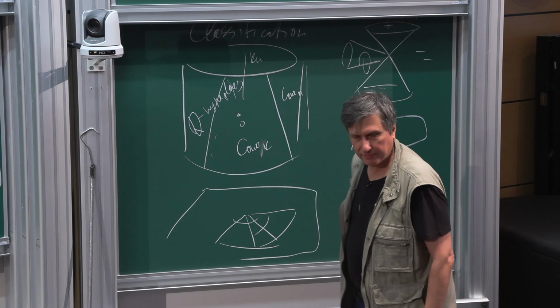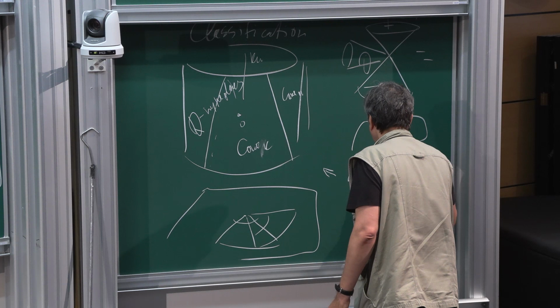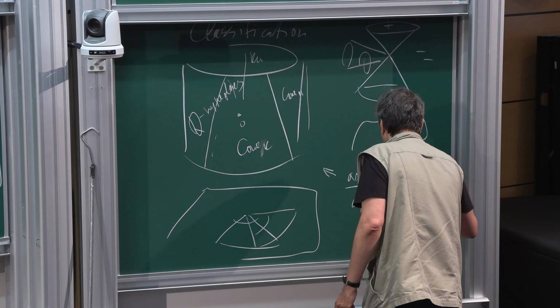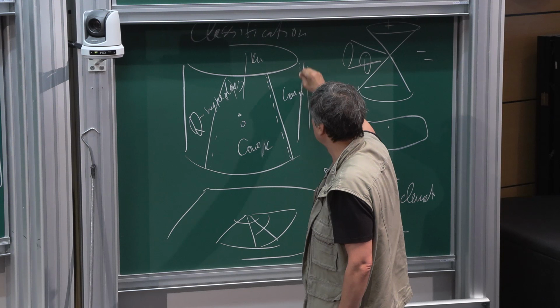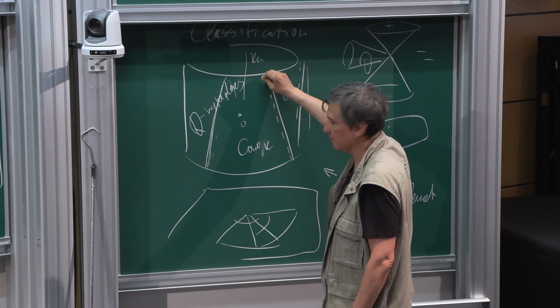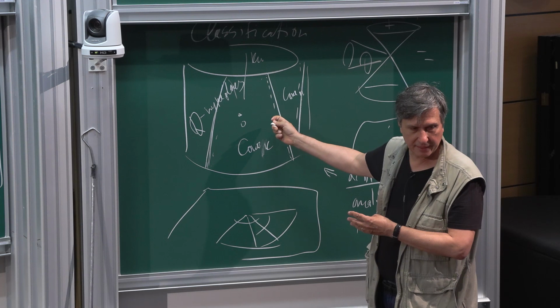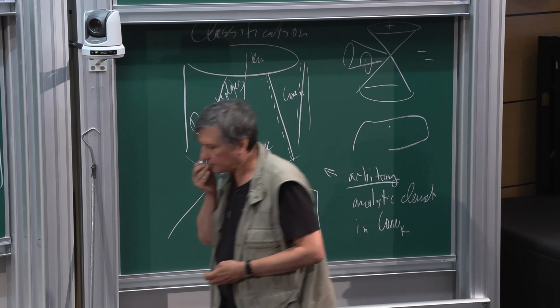In between this direction, I put arbitrary analytic elements in cone K, and in order not to repeat my information twice, I consider this kind of semi-closed cone. It will be closed on this side, but open on another set. So the integer vectors lying on the boundary will belong to the next cone. So I never repeat my information.